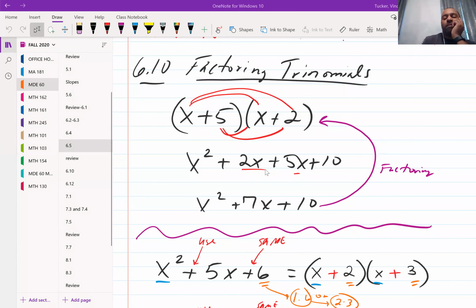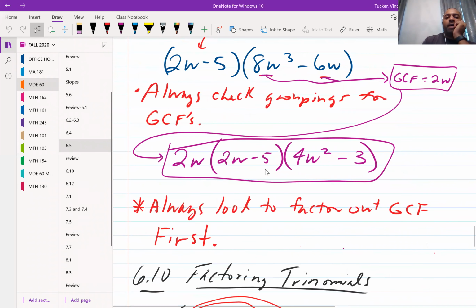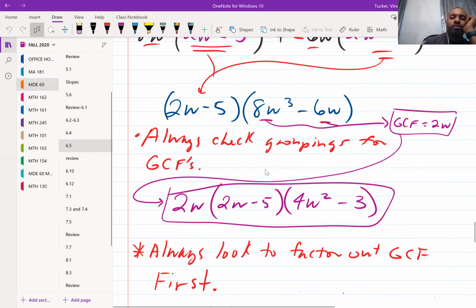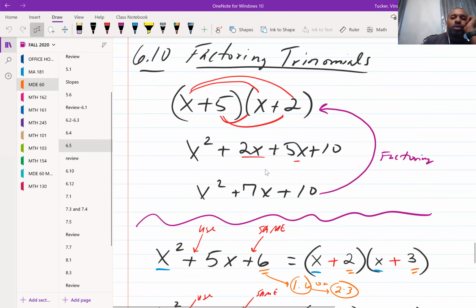All right. So last class we left off with factoring your greatest common factors and factoring by grouping. So this section we're looking at factoring trinomials. So don't forget that factoring is the undoing of multiplication.